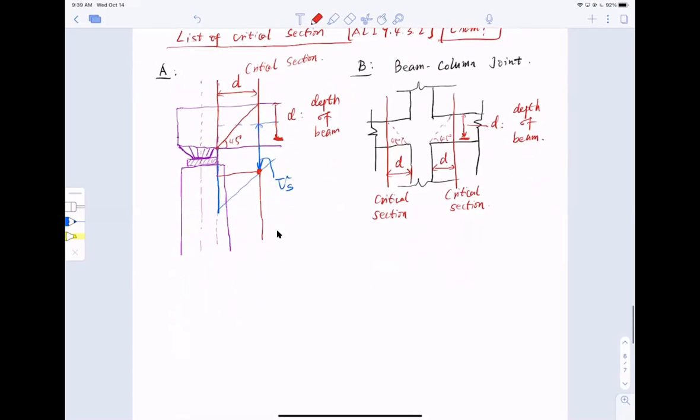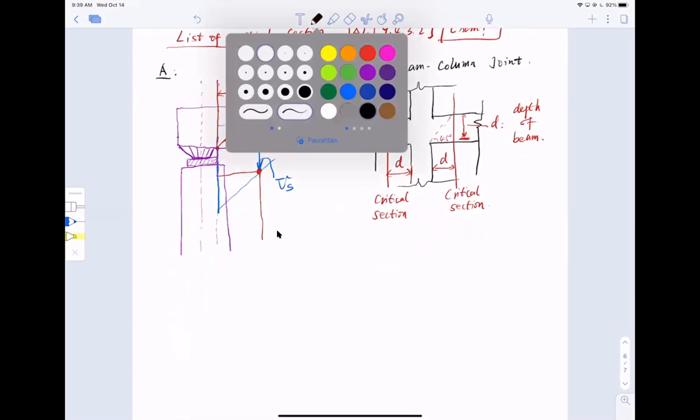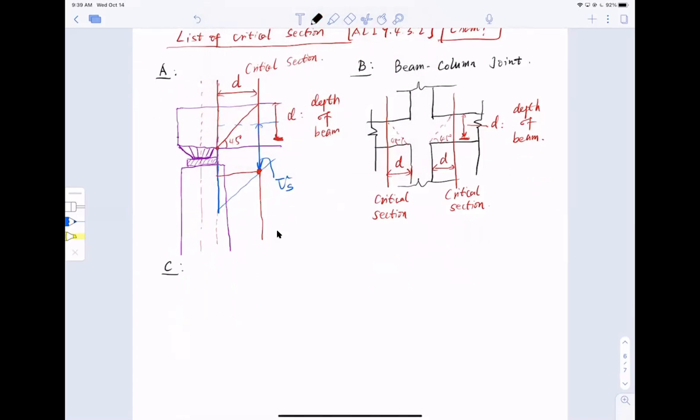Now scenario C, and don't forget the loading. This is all for distributed load. So this is distributed load and simply supported condition, SS. This is also distributed load and a beam-column joint, so let me just show you here.